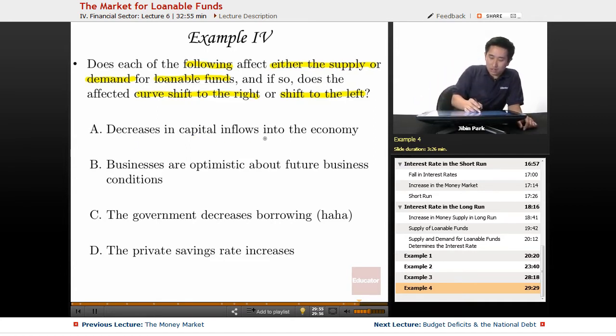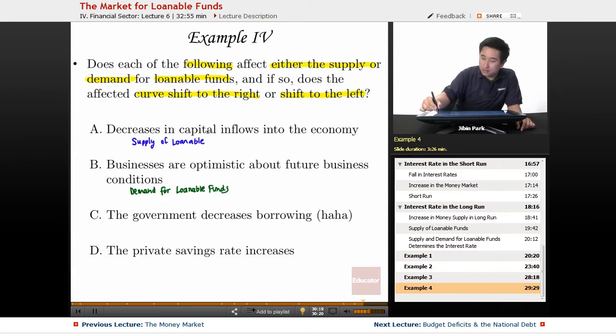So decrease in capital flow. So capital flow, this is supply of loanable funds. So I'll keep that blue here. Okay. Businesses are optimistic about future business conditions. Okay, I'll use green right here. This is demand for loanable funds. Just to be consistent here, I'll put loanable funds as well here.